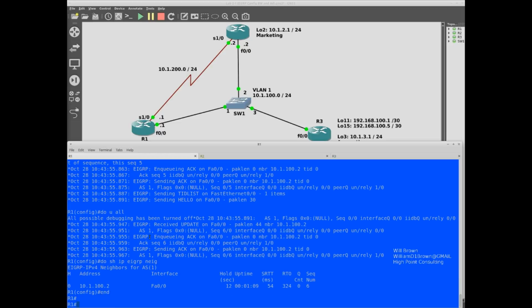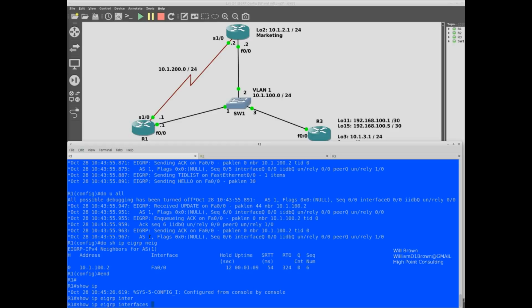So let's go ahead and back up. We're going to say show IP EIGRP interfaces.